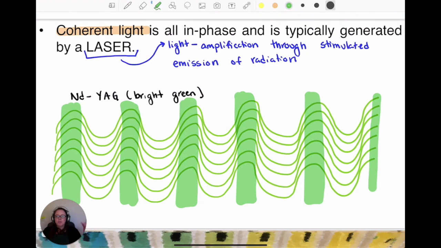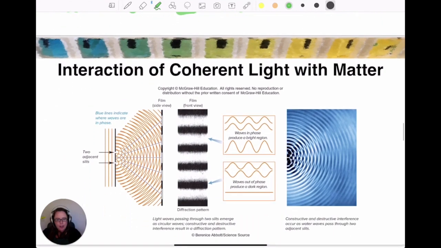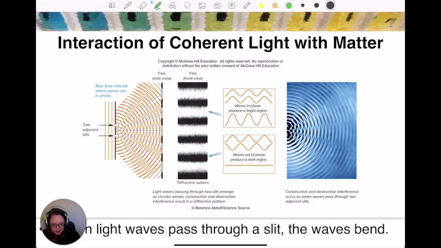What happens if we take this coherent light and pass it through a wall with a hole in it? This is called the double slit experiment.